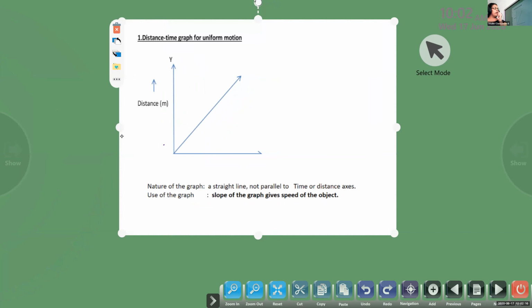Okay, children, this is the first type of graph. So far, we learned about acceleration, speed, velocity, all those things. Clear? Now we are moving on to how we represent this with the graph. Am I audible to you, children?